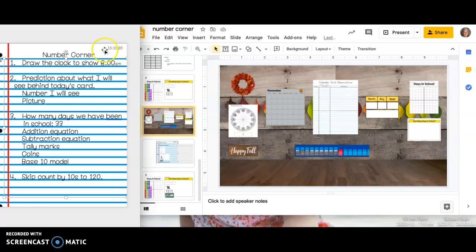Please write the date at the top right corner of your page and number corner at the top. Press pause if you need more time.